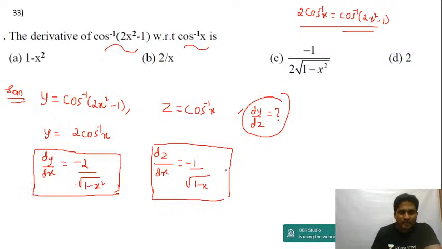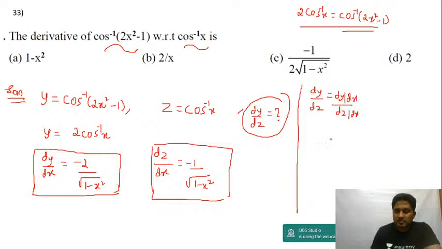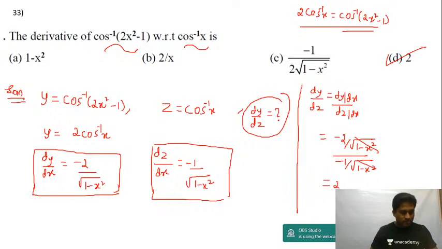Just check once. So I got dy by dx, I got dz by dx, guys. Now let me do it here. Dy by dz can be written as dy by dx upon dz by dx. Dy by dx is minus 2 by root of 1 minus x square, and dz by dx is minus 1 by root of 1 minus x square. This will cancel, the minus will cancel as well, and the answer will be equal to plus 2. Answer is option D. So you get answer option D, right? The answer will be plus 2.